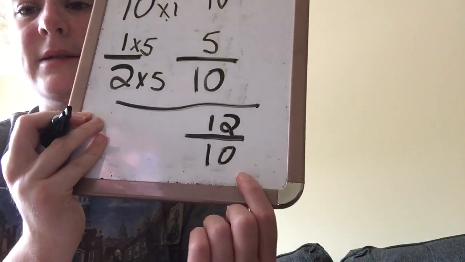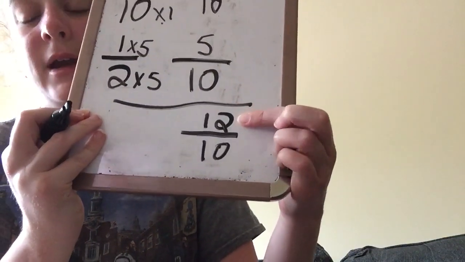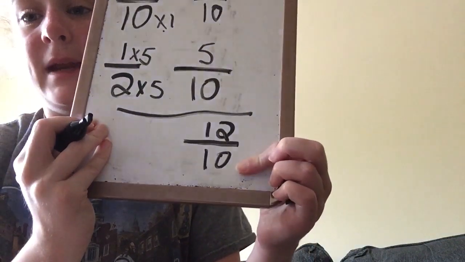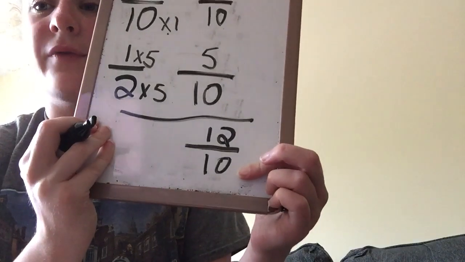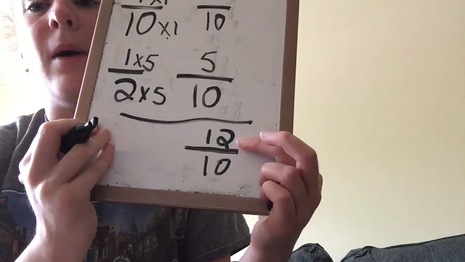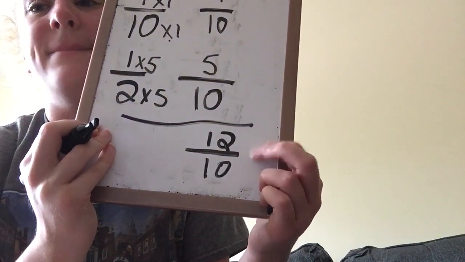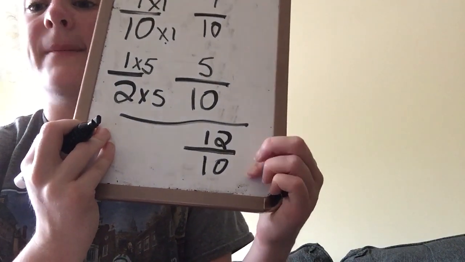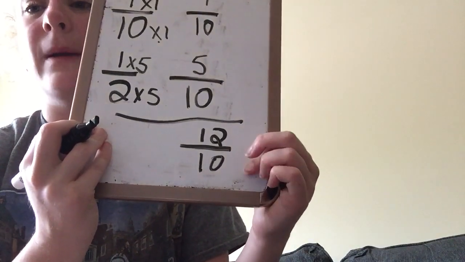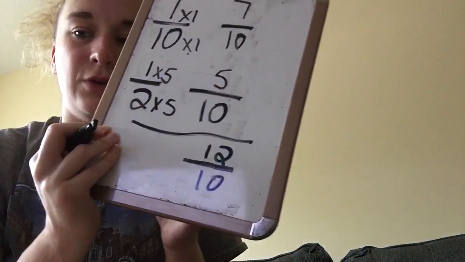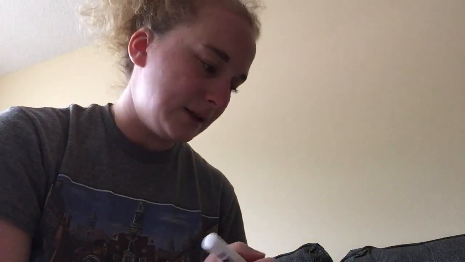Now you'll notice my numerator is bigger than my denominator. So that makes it an improper fraction. So now I'm going to have to make this into a mixed number. The mixed number is when you have a whole number and a fraction. So I'm going to erase this quickly so that we can make 12/10 into a mixed number.